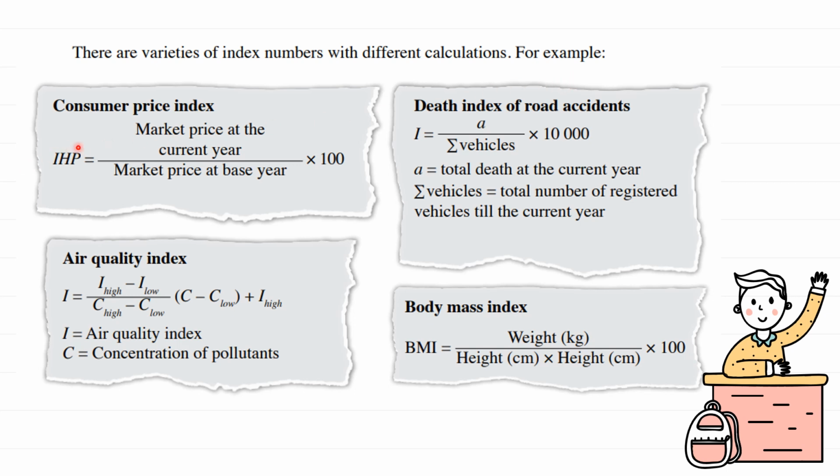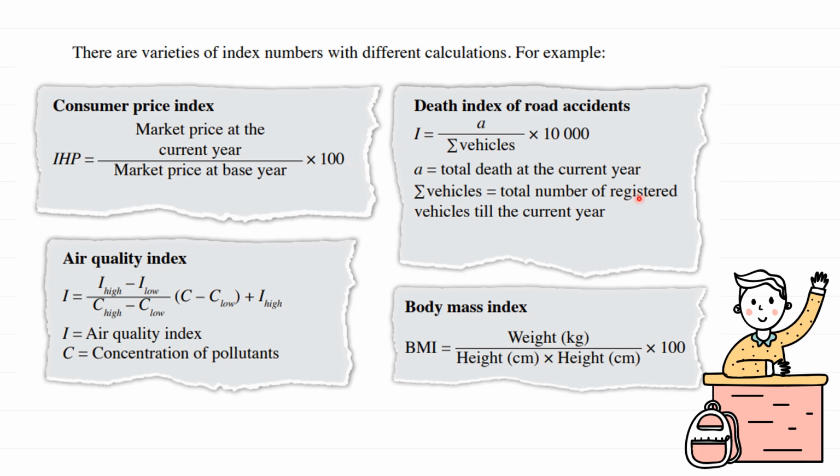For example, consumer price index. CPI is equal to market price at the current year divided by market price at the base year times 100. Okay, air quality index, so I is equal to I high minus I low divided by C high minus C low, in bracket C minus C low, plus I low. I refers to the air quality index while C refers to the concentration of pollutant. Okay, this is the formula for death index suffered in accident.